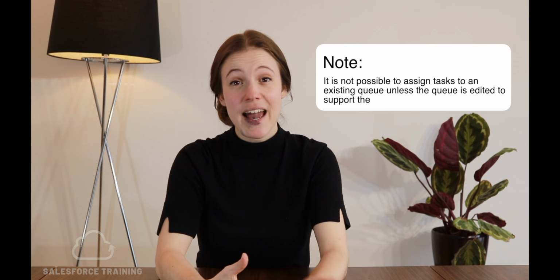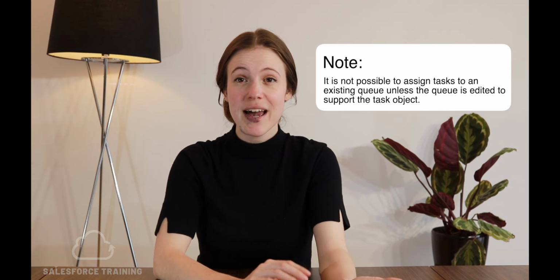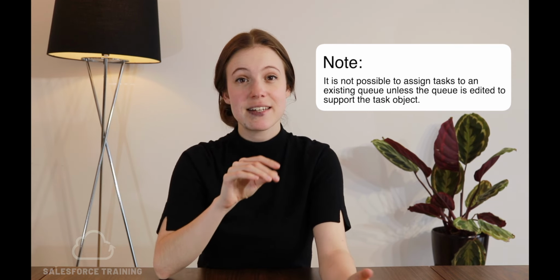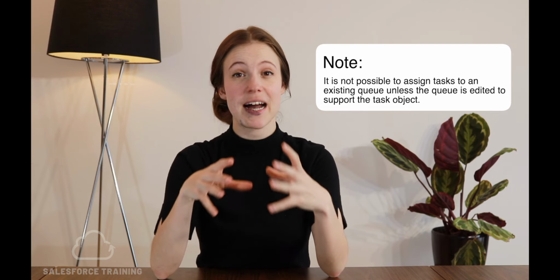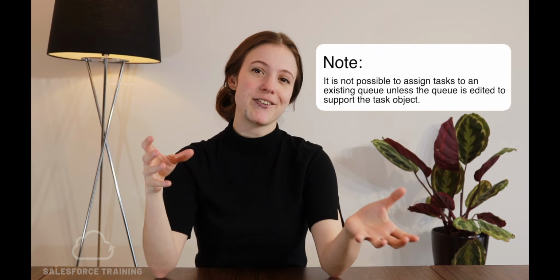Now, we can assign tasks for individual people, so either yourself or anyone else in your org, but it is actually possible to assign tasks to a queue. And to do this, we just need to create a task queue. You cannot assign tasks to an existing queue unless that queue is edited to specifically support the task object. So unfortunately, you can't just be assigning tasks to any old queue. They actually have to be configured to support that task object.